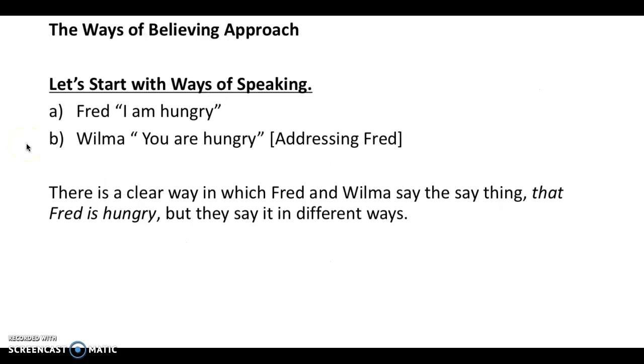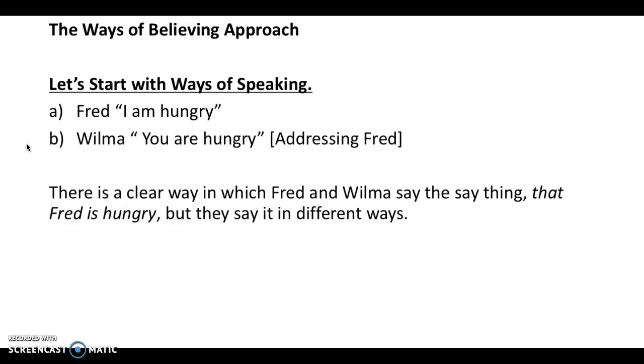Another approach by neo-Russellians to account for differences in cognitive significance is known as the ways of believing approach, and this is the approach that David Braun takes. Now, in order to get a better understanding of how the ways of believing approach works, first let's consider the analog here of ways of speaking. Suppose that Fred utters the sentence, "I am hungry," and Wilma also utters the sentence, "You are hungry," while addressing Fred. Well, it seems that there's a clear sense in which both Fred and Wilma have said the same thing. Namely, they have expressed the same information or proposition that Fred is hungry. However, they have done so in suitably different ways, right?